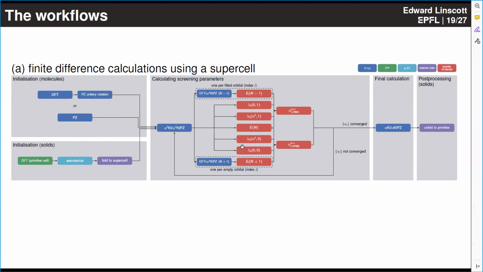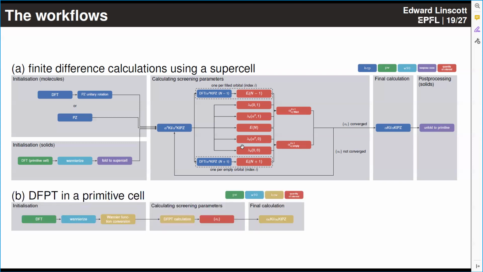You start off with some sort of initialization. For a set of molecules, you might do a DFT calculation and then some sort of Perdew-Zunger trick to give rise to your variational orbitals. For solids, you do a Wannierization and then convert this into a supercell calculation. Then you need to do all these different calculations of the ingredients that we needed to calculate your screening parameter. Once you've done this for all of the orbitals in your system, finally you can do the calculation and then fold back down to the primitive cell to get the band structure.